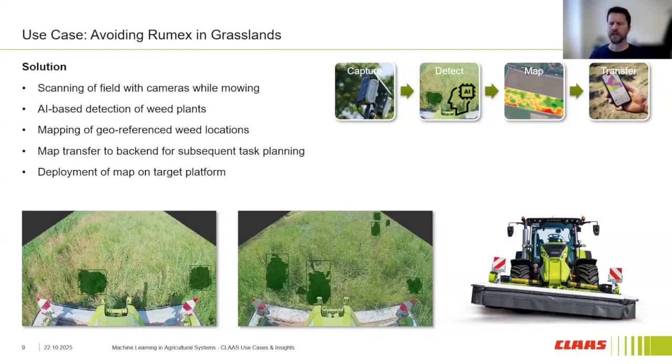And then we geolocate these by combining it with GPS locations. And this is then mapped into a map that's accumulated over time. And once this map is completed, it will be transferred to a backend system for later use or for later deployment on another target platform. This could, for instance, be a band or spot spraying system.